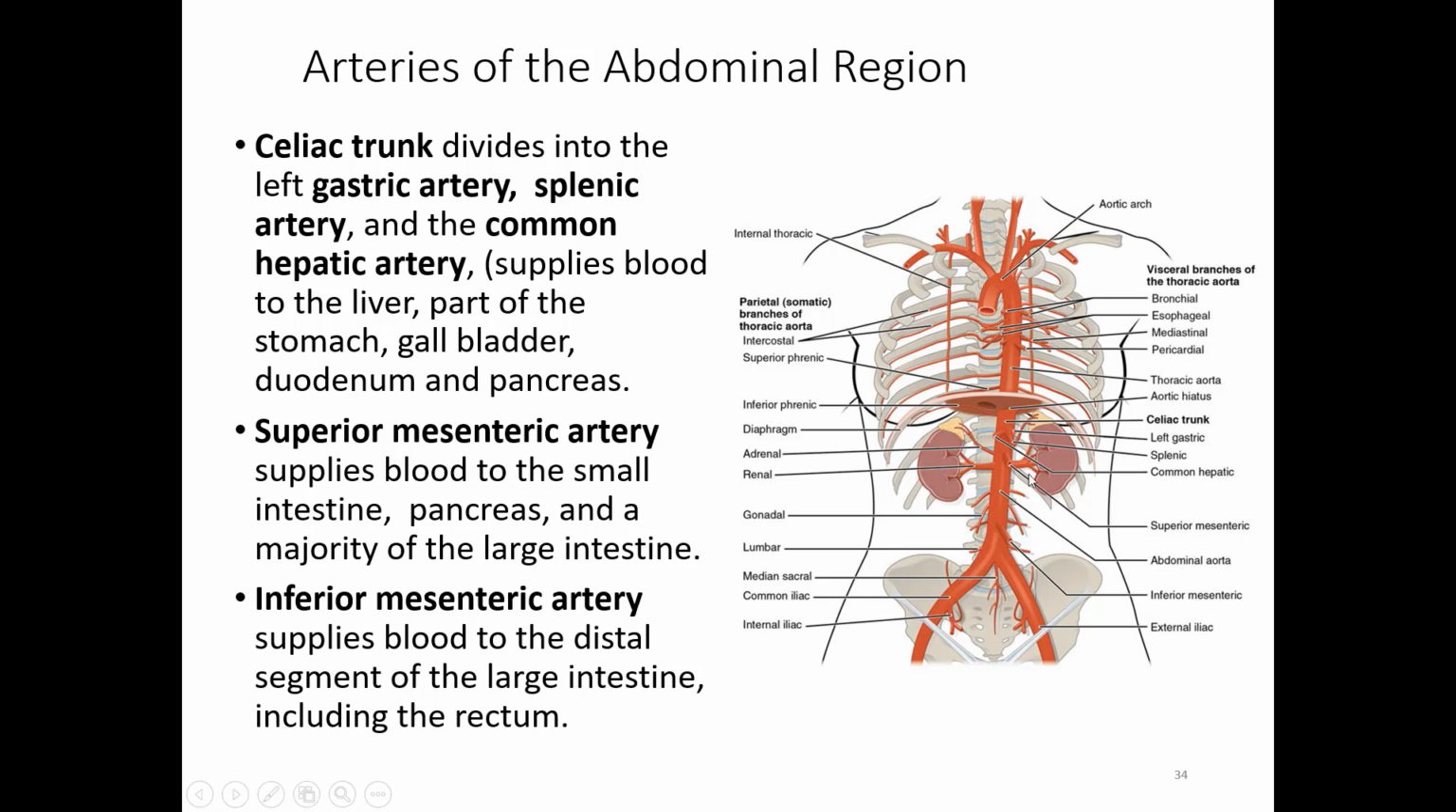Then we have superior mesenteric artery, providing blood to the small intestine, part of the pancreas, and majority of the large intestine. Finally, inferior mesenteric artery gives blood to the distal, lower segment of the large intestine, including the rectum.